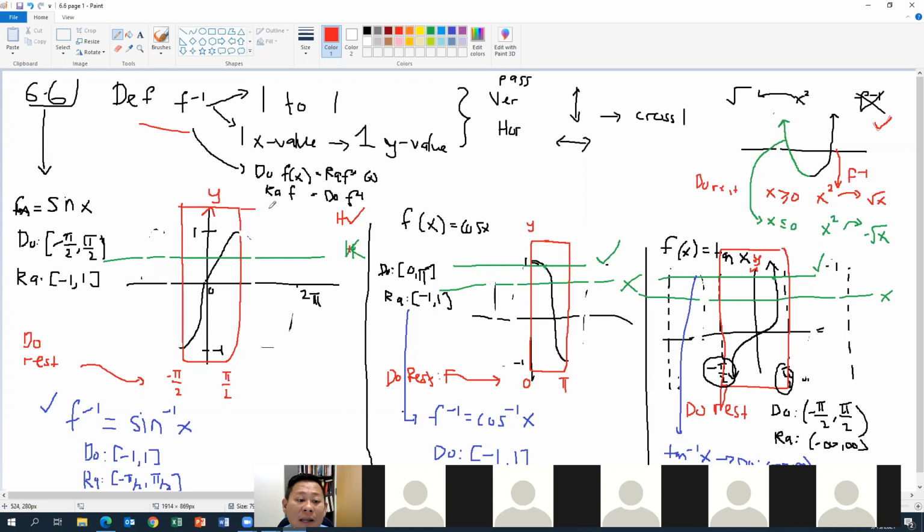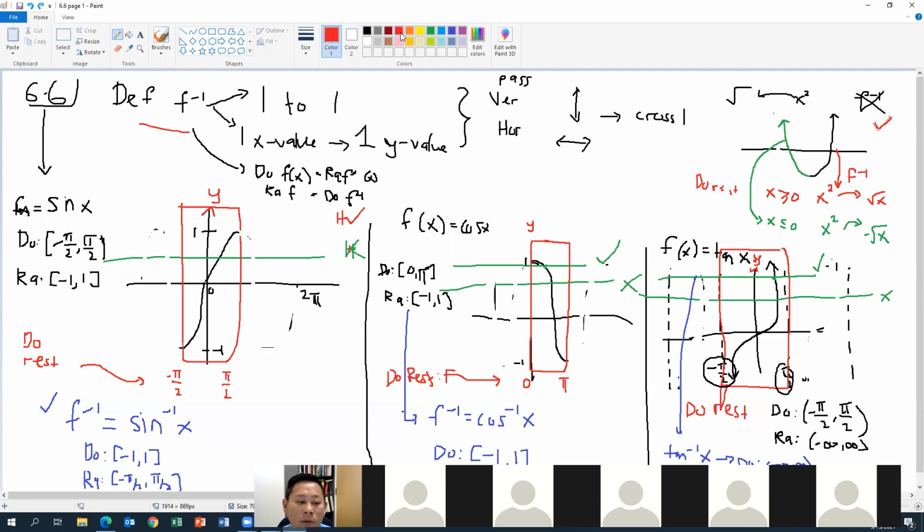For cosine, you can also take pi over 2 to 3 pi over 2, but since it's not closer to the y-axis, we prefer not to take this part. Okay, thank you. So we want to stay closer to the y-axis.